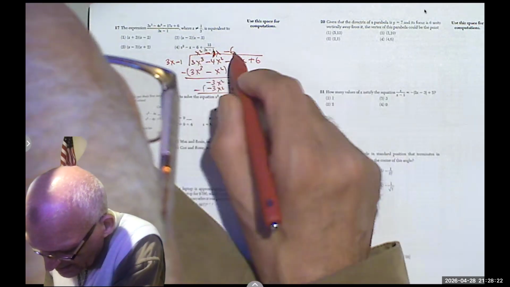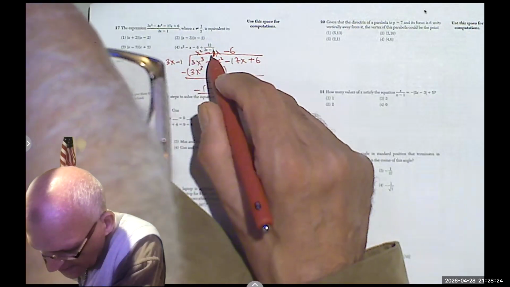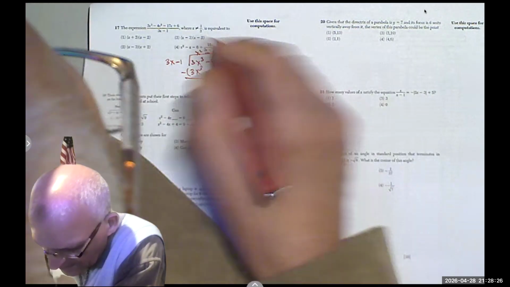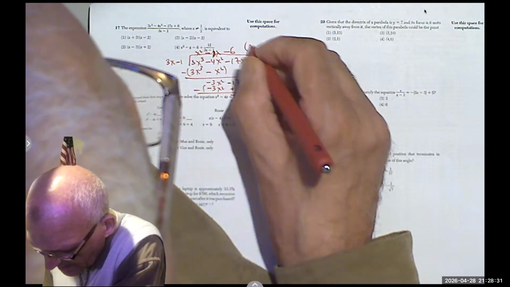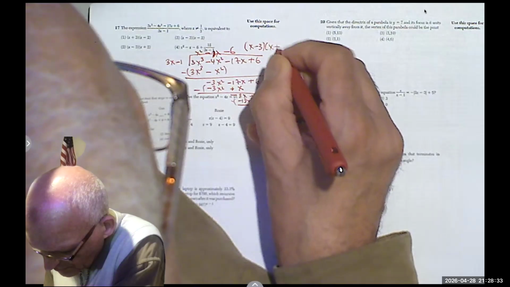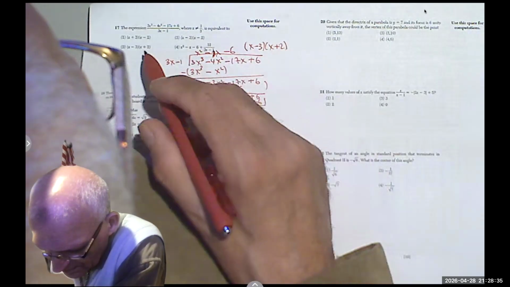And this is the answer, x squared minus x minus 6. But we don't have that. It's not 4, so you have to factor this out. It's x minus 3 times x plus 2. Right? Which is 2.